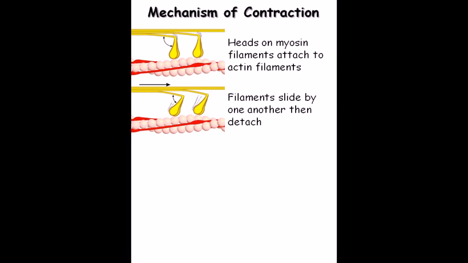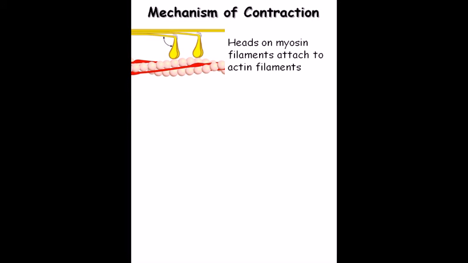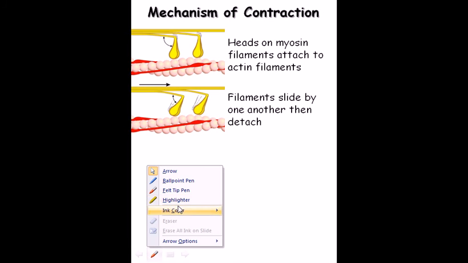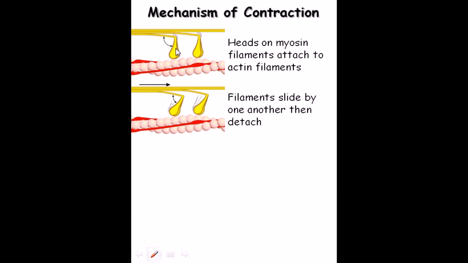The first step is that the head on the myosin filament attaches to the actin filament, as we can see in this picture. Then the filament slides and then detaches. So what happens actually, you can see. So let me take a color here again. Now here the head of myosin comes and attaches with a particular region of actin. Now what will happen? It will drag this myosin here. As a result, the direction is inward.